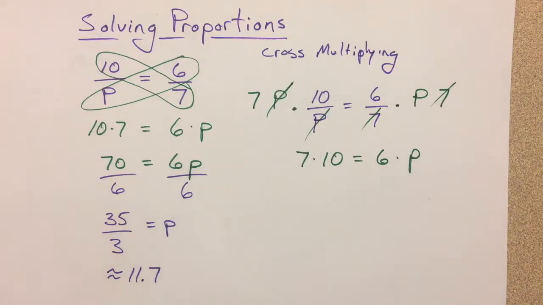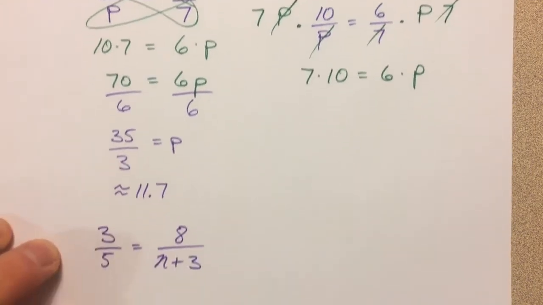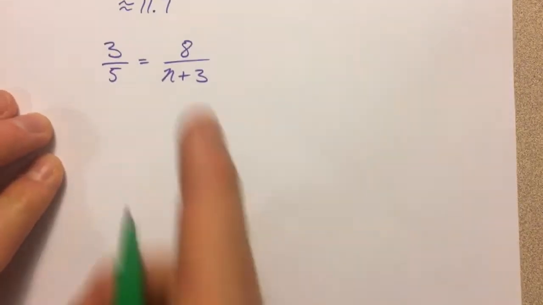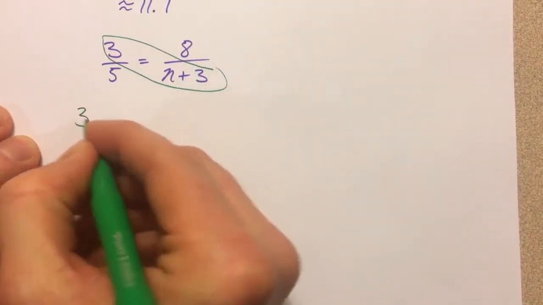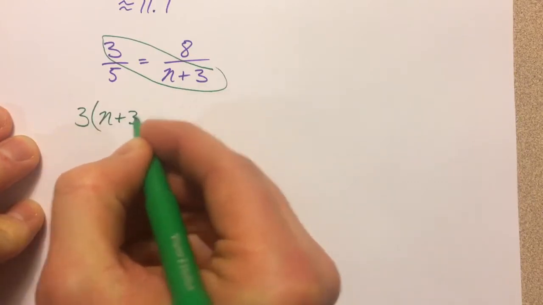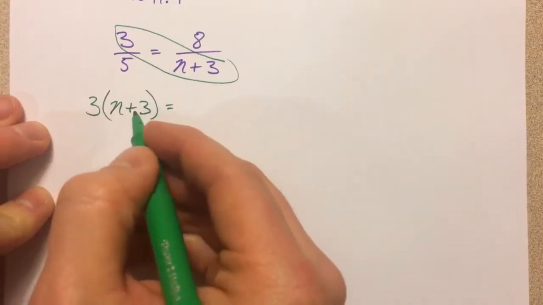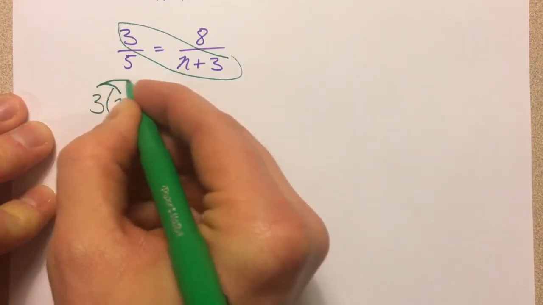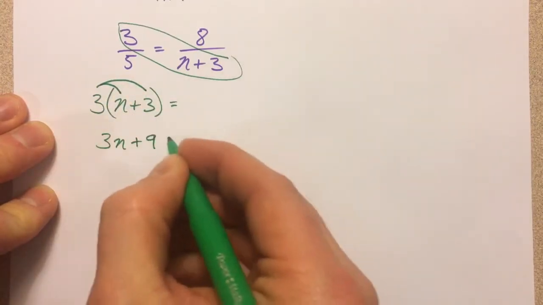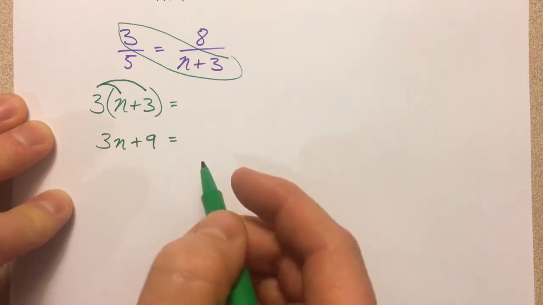We're going to do 2 more examples. We're going to increase the difficulty a little bit. And so when you multiply across this way, I'm going to get 3 times n plus 3. You want to make sure, and I'm putting these in parentheses because 3 times n is 3n, and 3 times 3 is 9. Both of them get multiplied by the 3.